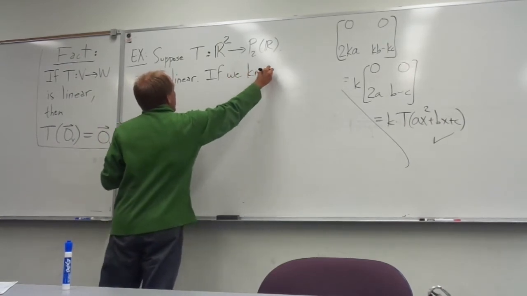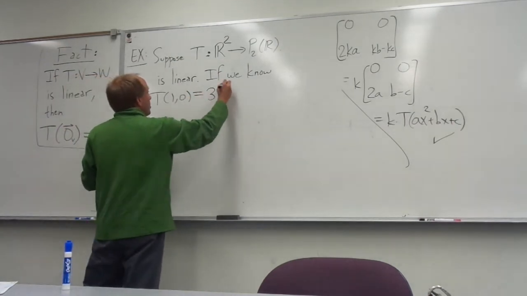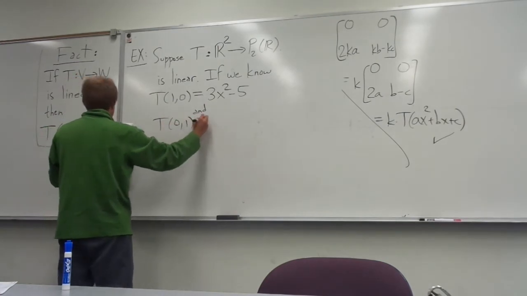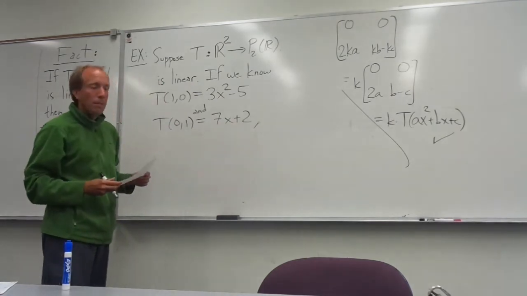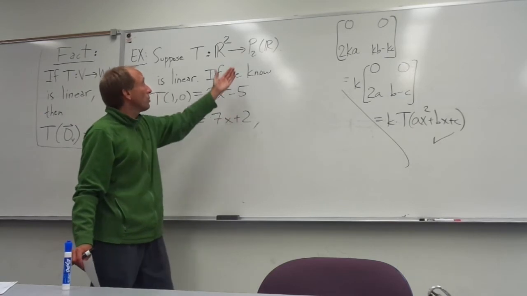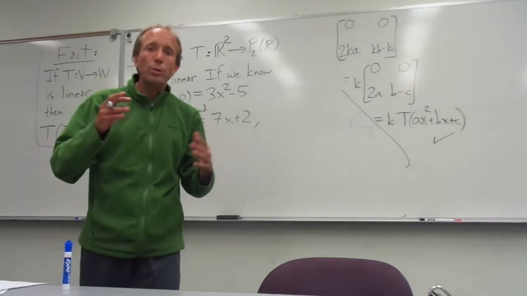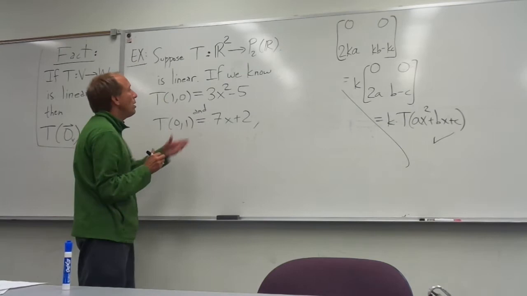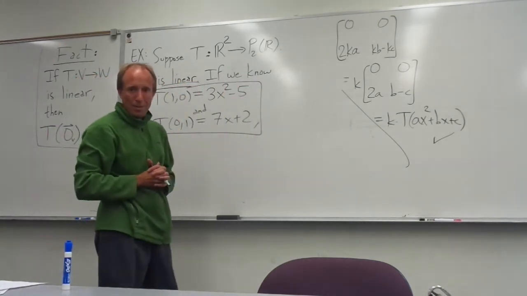So we know that T of (1, 0) is equal to 3x squared minus 5, and T of (0, 1) is equal to 7x plus 2. By the way, even though there is not an x squared term here, this polynomial still belongs to P2 of R, because P2 of R consists of polynomials of degree 2 or less. Let's suppose that we know these two values already, and we know that T is linear.